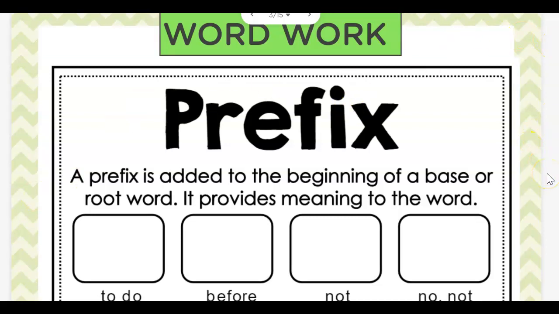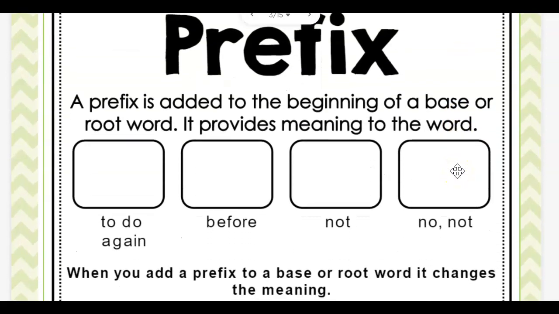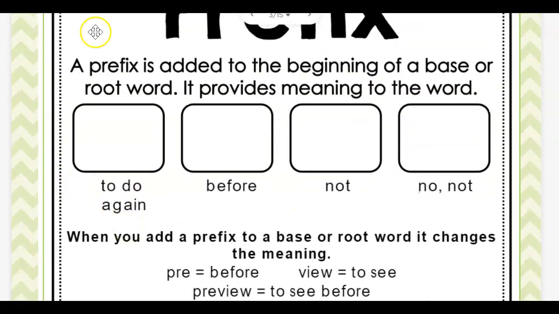Now, we've been talking in our iRead prep that we would be looking at prefixes and suffixes. Those are parts of words that are added at the beginning or the end of a base word or a root word. Now, today we're going to be looking at prefixes. A prefix is added to the beginning of a base or root word. It provides meaning to the word and it changes what it means.